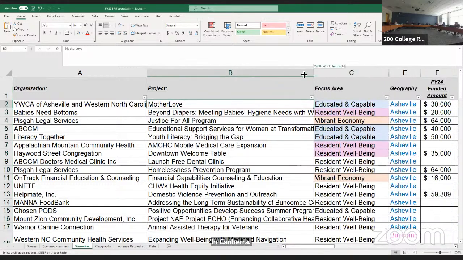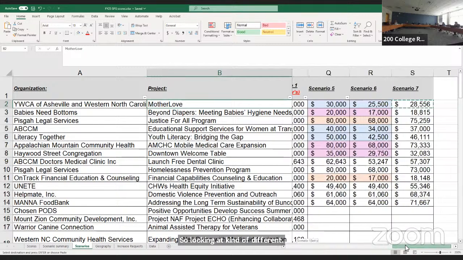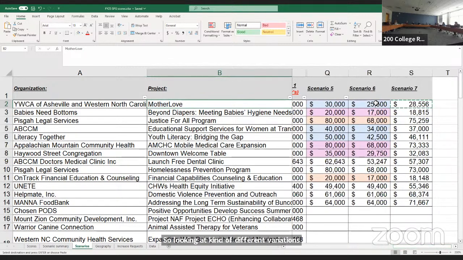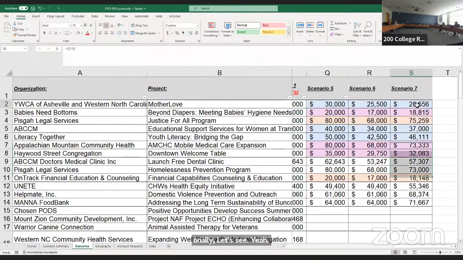So looking at kind of different variations. Is there anything that's really jumping out to you all? Personally, I feel like I need time to look at this on the bigger screen and digest it. We can try and synthesize the information a bit more to include that when we send out the updated spreadsheet of what each scenario is yielding.